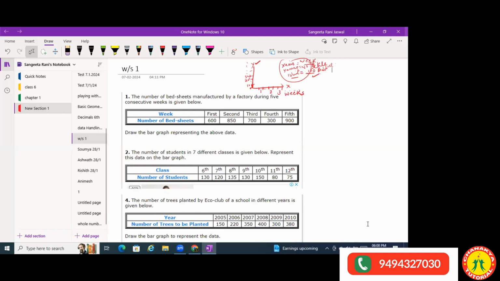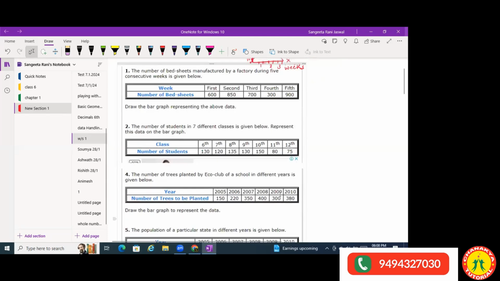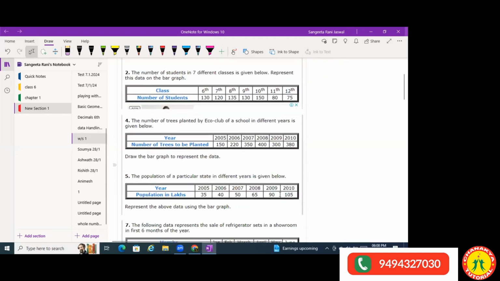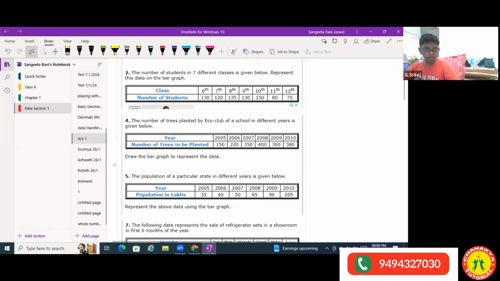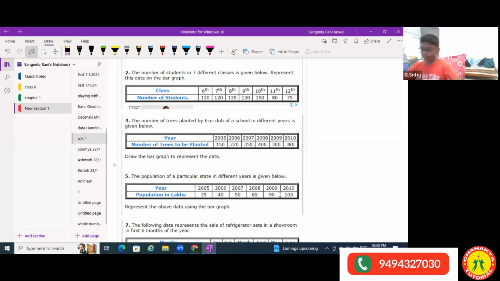Ma'am, can I use graph paper? Yes, it's better to use graph paper. Ma'am, can you scroll down a bit? I want to see the third question. Children, if you have graph paper, you can use it. Ma'am, there's no third question. No third. Then don't go on the numberings. I have taken these questions from different areas.